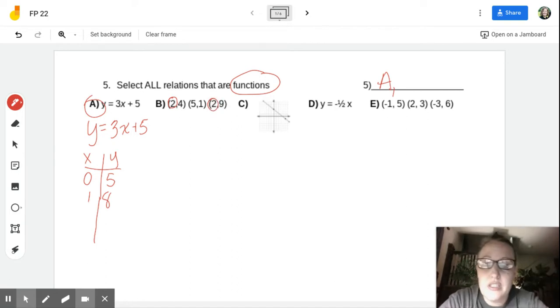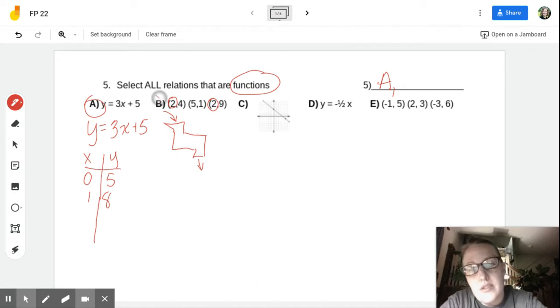So function machines don't work that way. Remember those function machines we talked about that you had in elementary school, where when something goes in, something's going to come out. In this case, my input of 2 gave me a 4, but it also gave me a 9. So this is not a function.